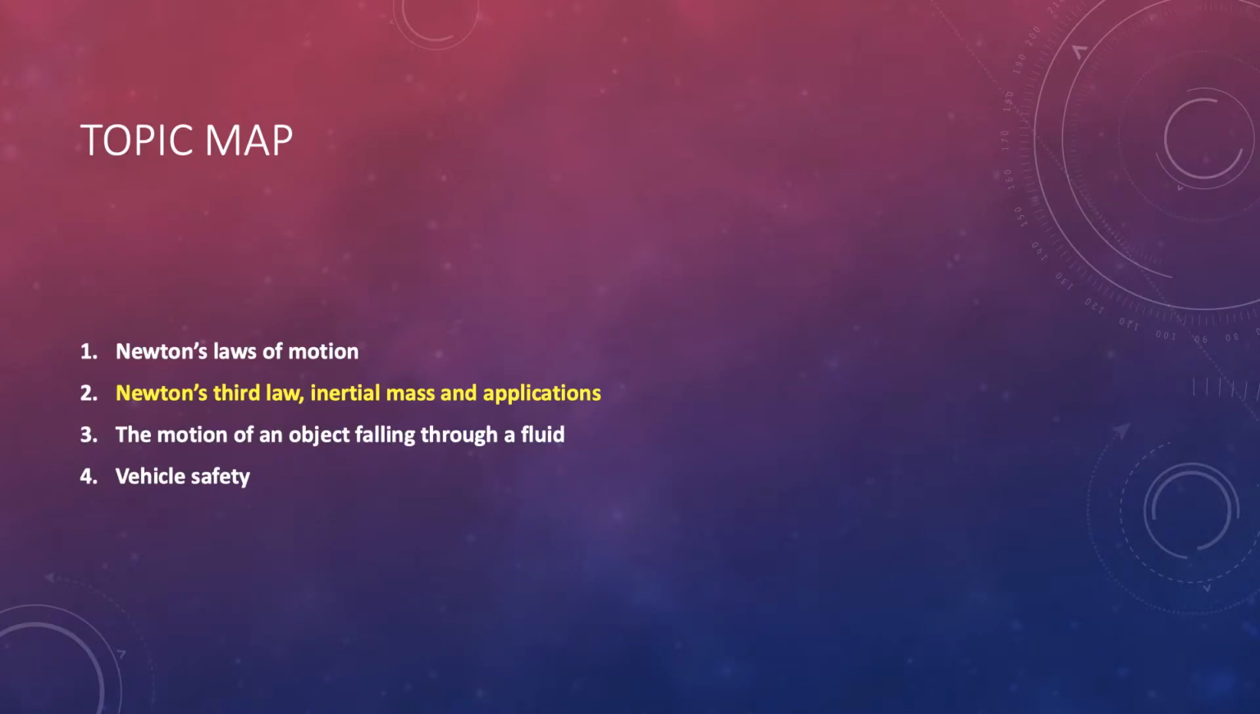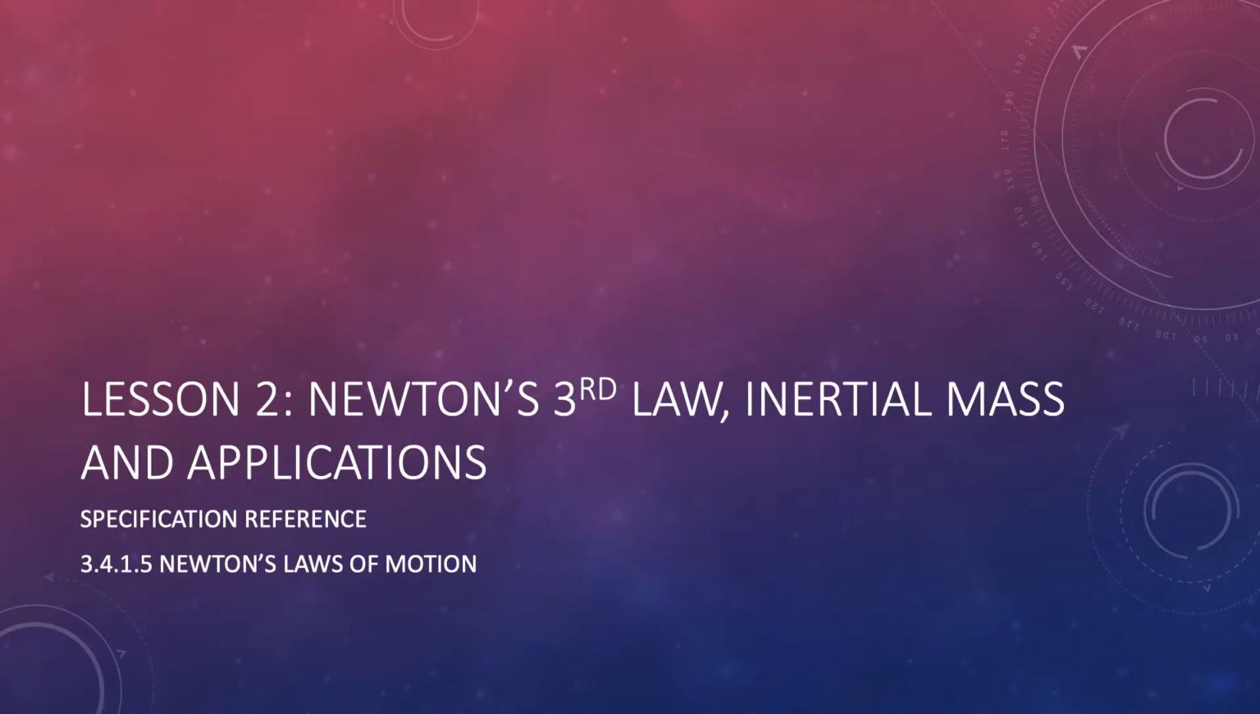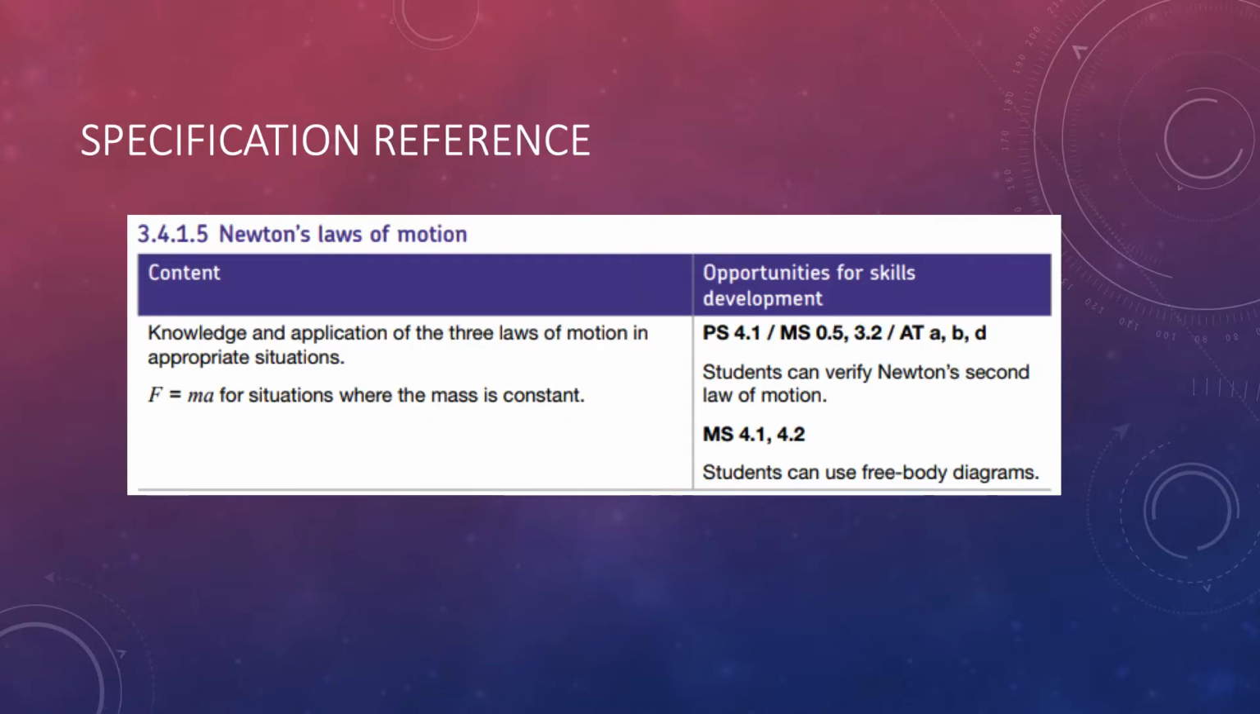So we're on the second lesson of this topic. We'll look at Newton's third law in more detail. We'll look at what inertial mass means and some applications of all three of Newton's laws. So, our spec reference is still the same as part one. Know and apply the three laws of motion in different situations, including F equals ma, where mass is constant.